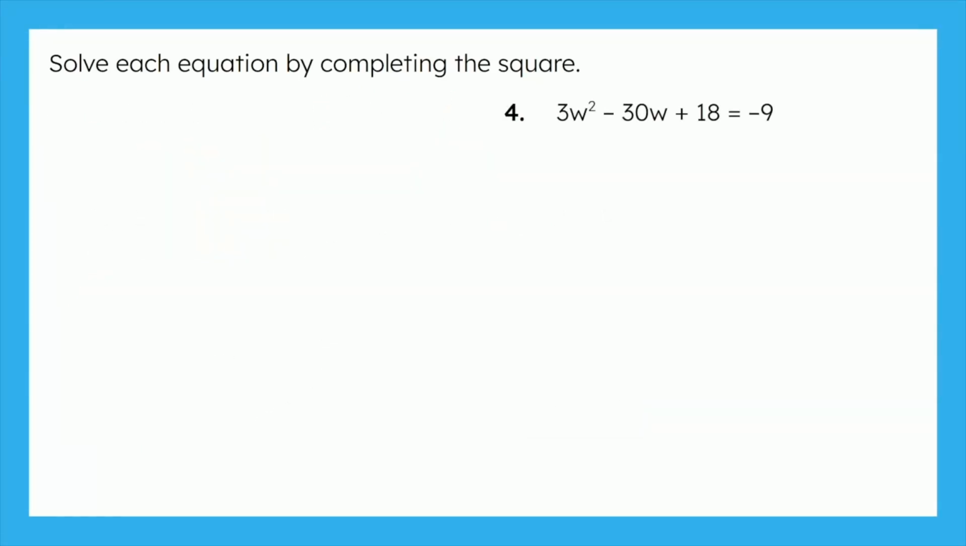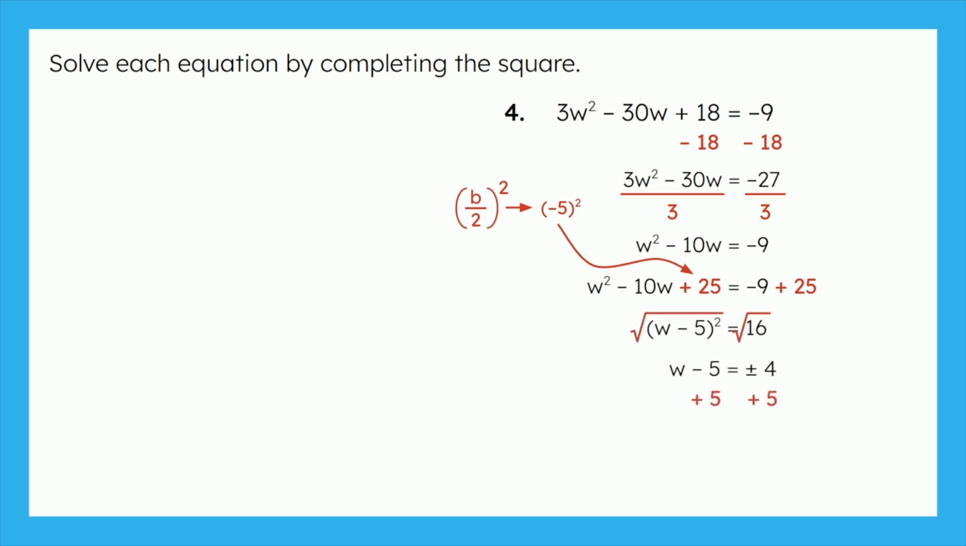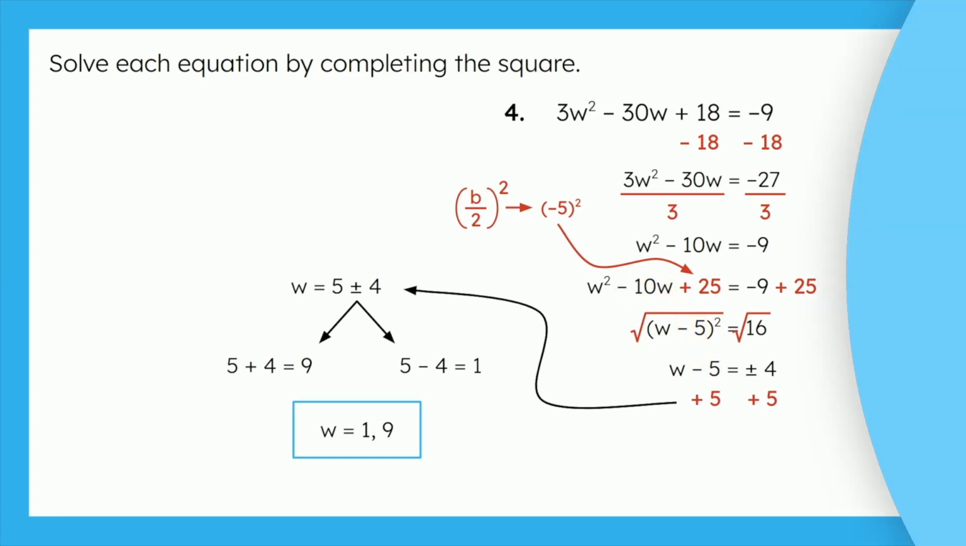As for number 4, this time we start by subtracting 18 and dividing by 3 on both sides. Then we solve for w. Splitting up 5 plus or minus 4 gives us the solutions 1 and 9. It's important here to remember to divide each term by 3 before beginning to complete the square, and to pay attention to the sign of the b value. Feel free to pause or rewind if you'd like to change or add anything in your notes.